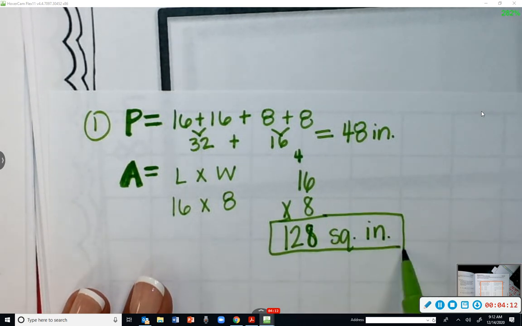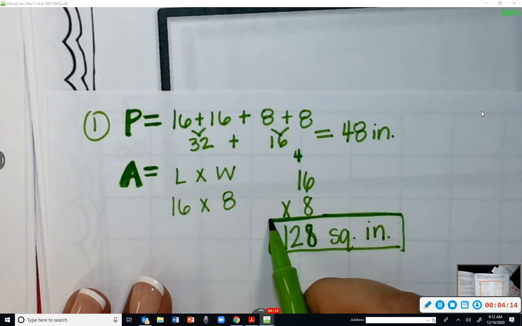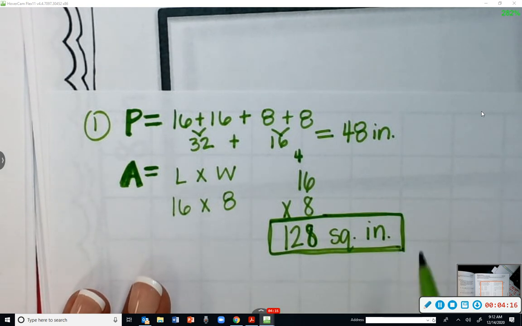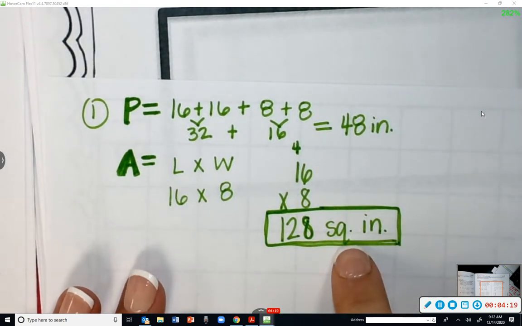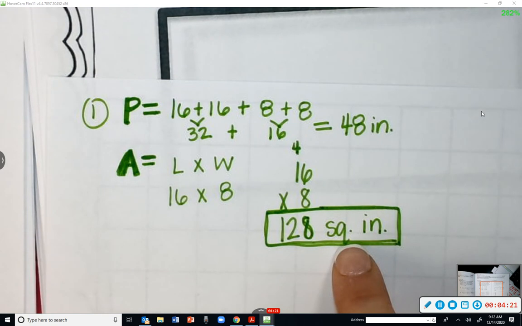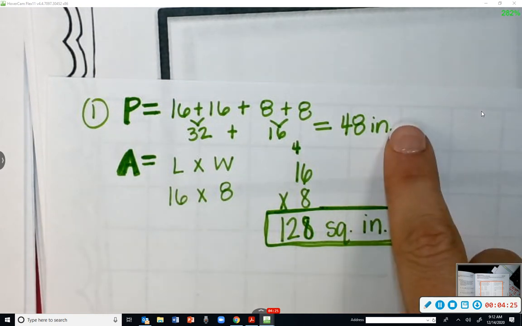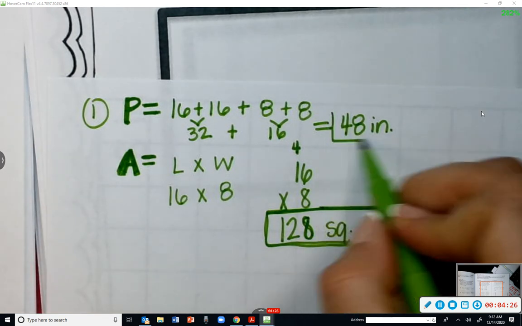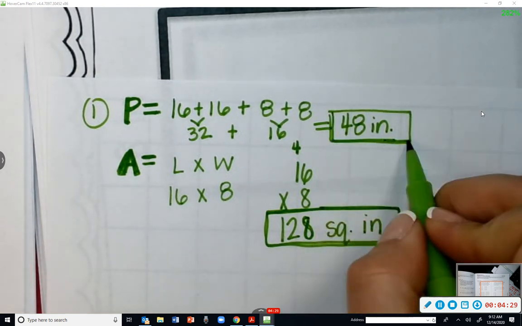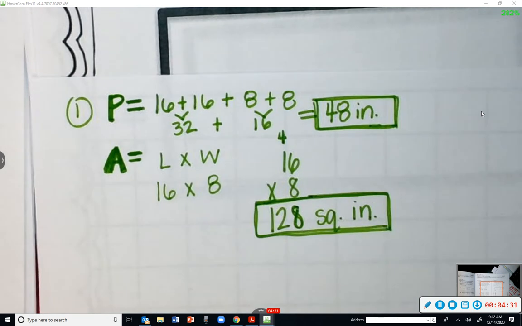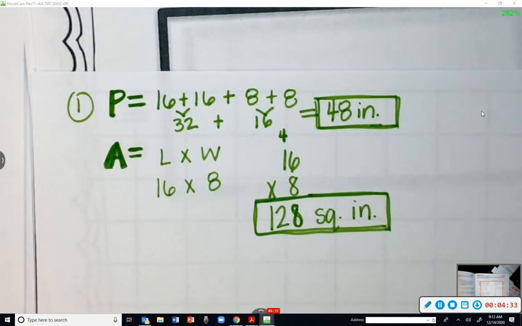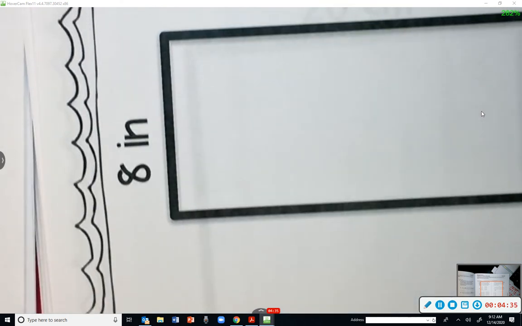Okay? So that's the difference between area and perimeter. Area, you're multiplying and you put your answer in square units, square inches, square feet, square meters. Okay? For perimeter, all you do is add all the sides. Okay? All right, let's try another one.